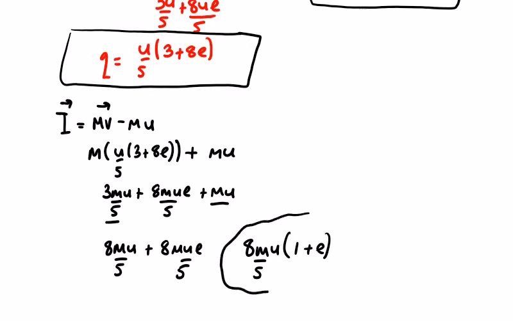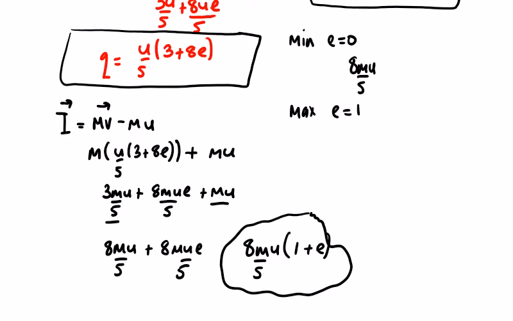And what do we know about e? Well, we know e is between 0 and 1. So we have a max value here and a min. The min value is when e is equal to 0. So we're just going to get 8mu over 5 times 1, so just 8mu over 5. And the max value is when e is equal to 1, and we get 8mu over 5 times 1 plus 1. So we're going to get 16mu over 5. So we can say that t, the impulse, has to be between these two values: 16mu over 5 is bigger, and 8mu over 5.